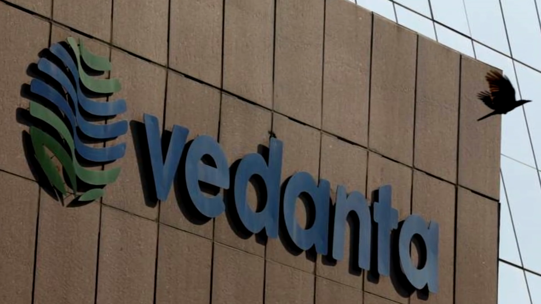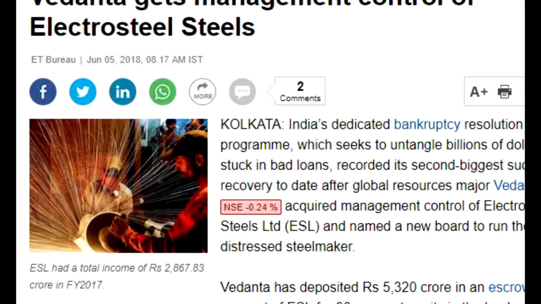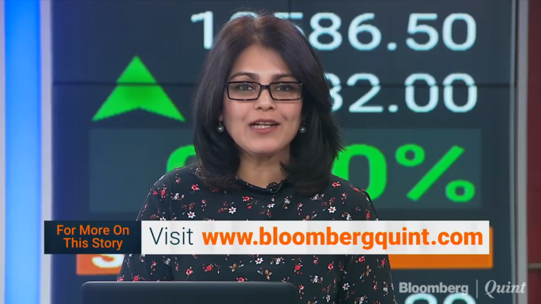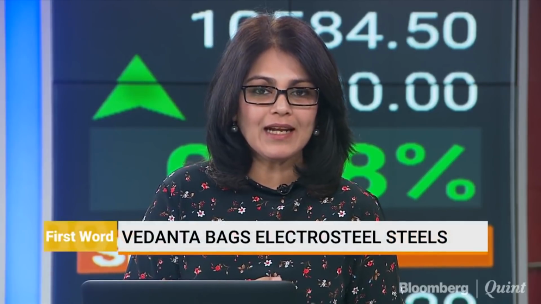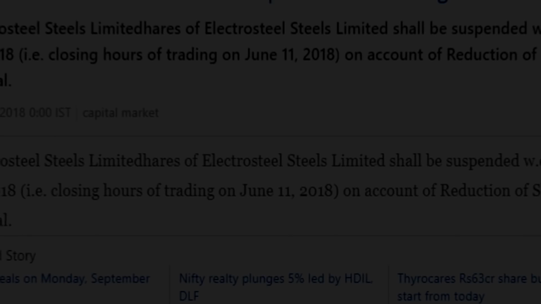Among the several proposals received, the creditors accepted Vedanta's bid, but it also meant that the company should go through an internal reconstruction or capital reduction process. Electrosteel Steels will soon be a Vedanta Group company. The Kolkata NCLT cleared Anil Agarwal's 5,000 crore proposal for the stressed steel company.